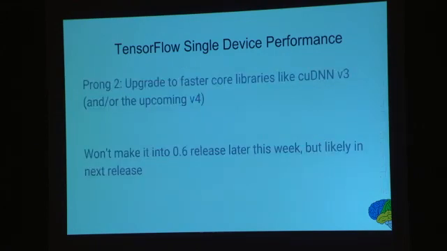The second prong for making things faster is just to upgrade to the faster core libraries like cuDNN v3. That work, unfortunately, isn't going to make it into the 0.6 release, but will follow on pretty soon after that. So we hear the community. We're working on it. We think we'll be a lot better pretty soon.